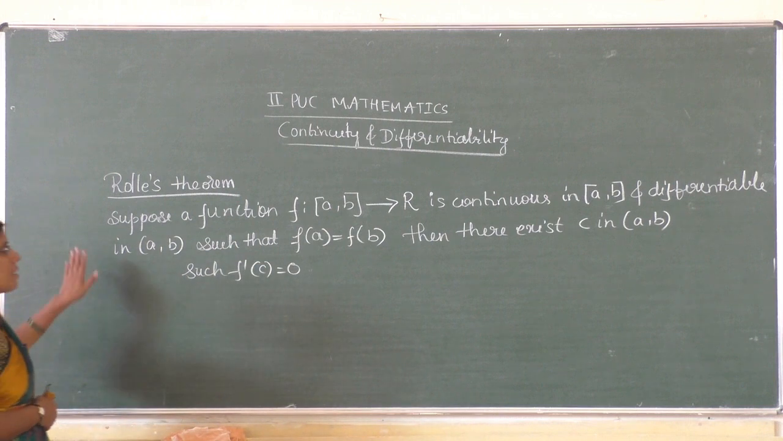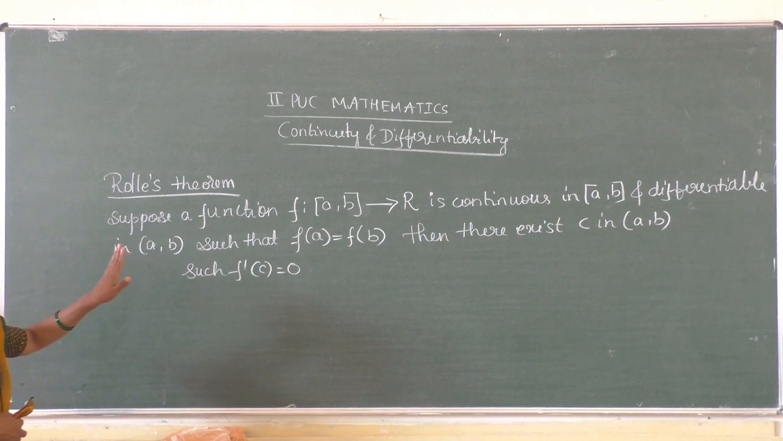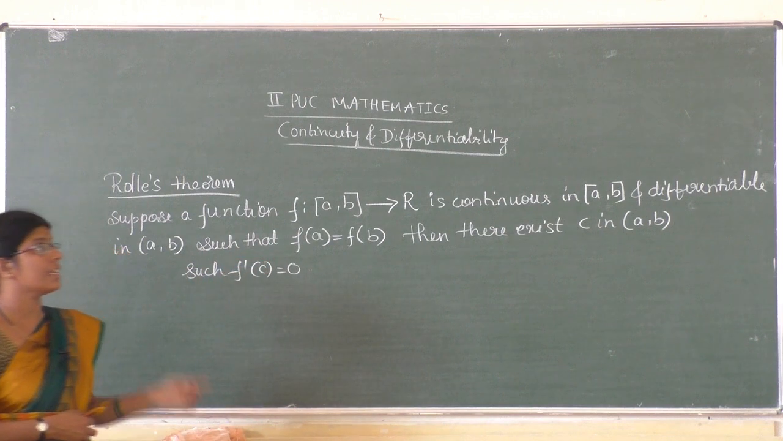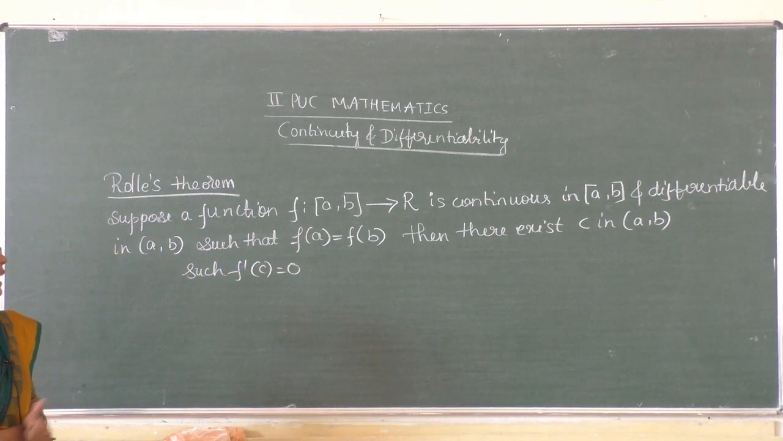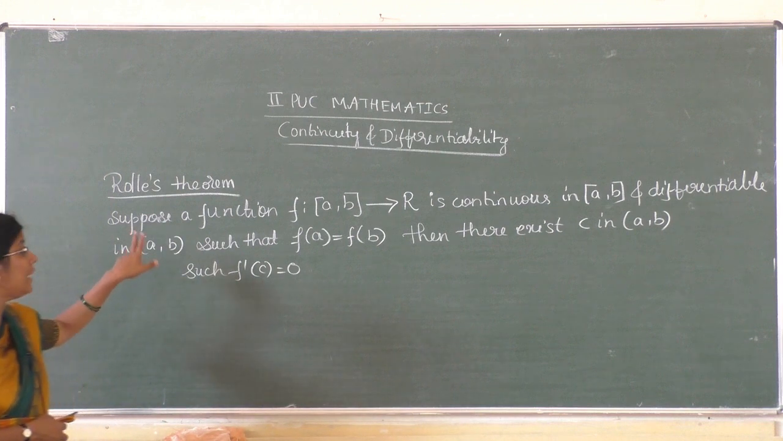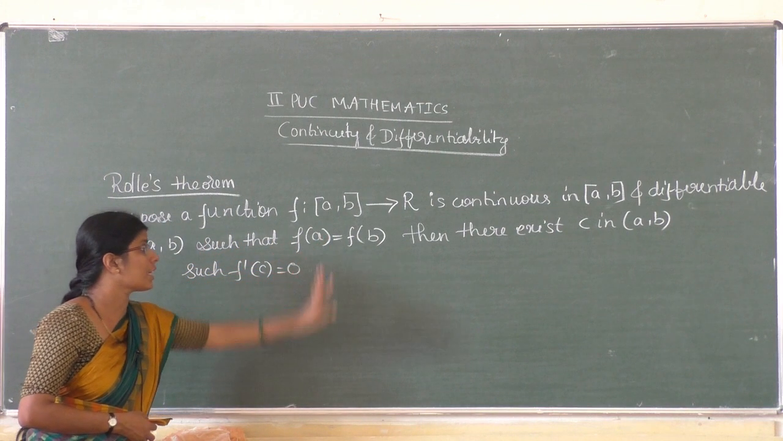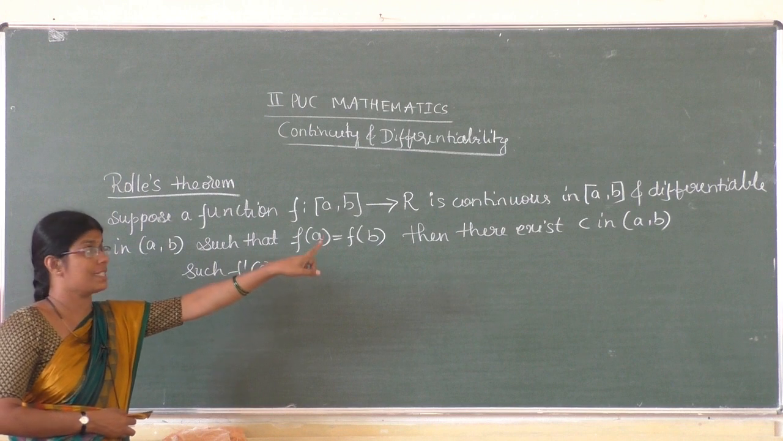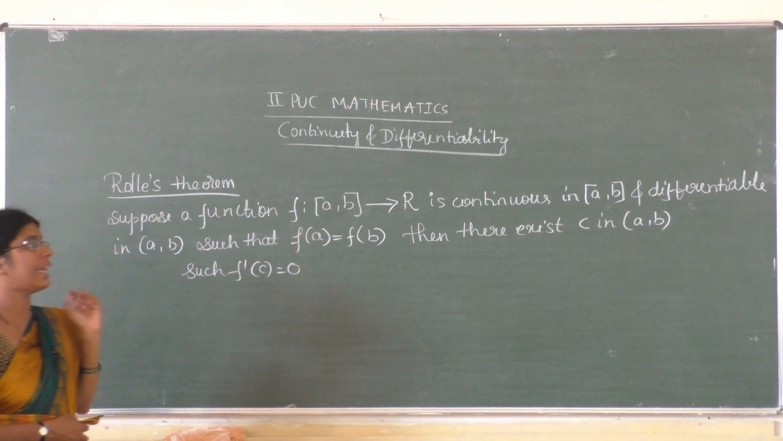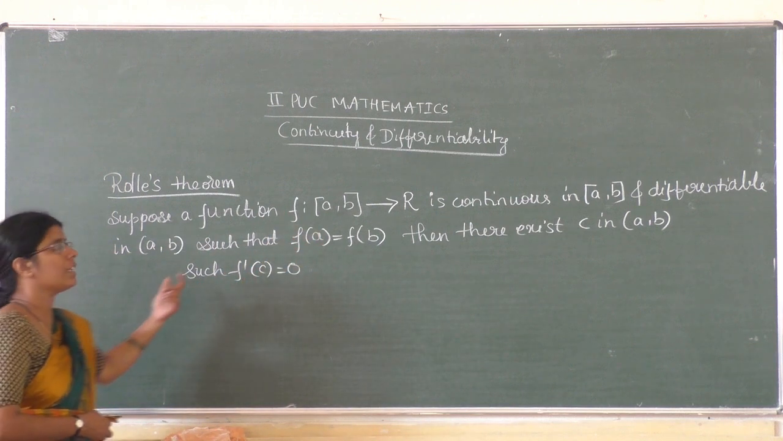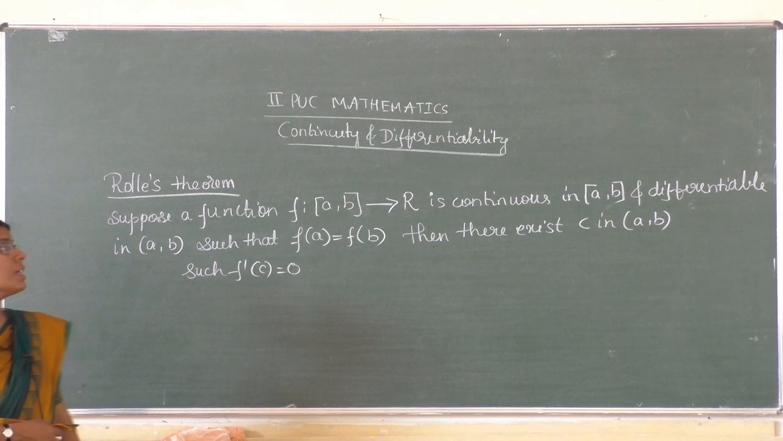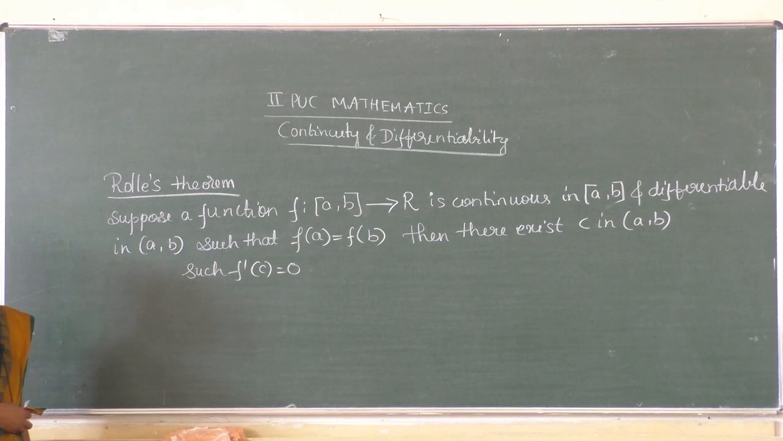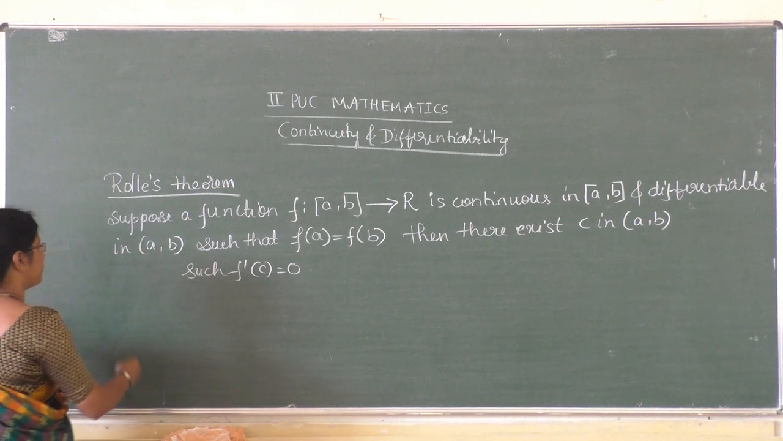Suppose a function f from [a, b] to R is continuous in the closed interval [a, b], and differentiable in the open interval (a, b) such that f(a) equals f(b), then there exists a point c in the open interval (a, b) such that f'(c) is equal to 0. This is Rolle's theorem. Then we have the mean value theorem.